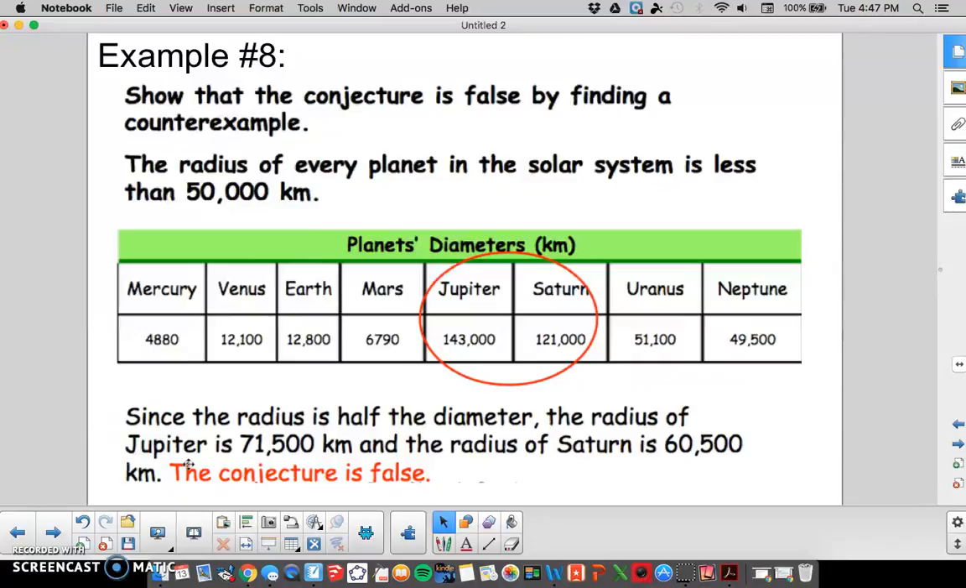In class, we're going to talk about proving conjectures, true or false. Remember, a statement is only true when we can prove it true in every case. But we only need one counterexample to show that a statement is false.